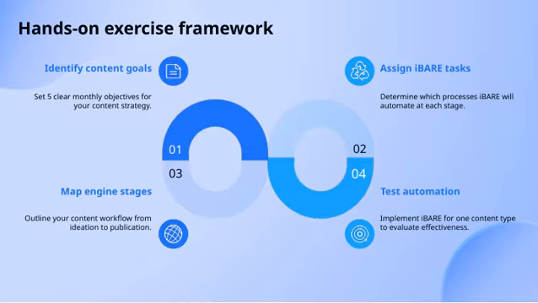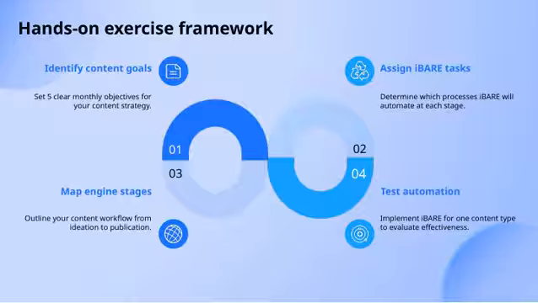Finally, we get to testing automation. We recommend implementing IBARE for one specific content type first, so you can evaluate how effective it is. This trial helps you understand the real-world impact and make adjustments before scaling up.